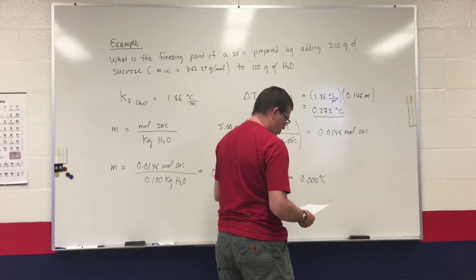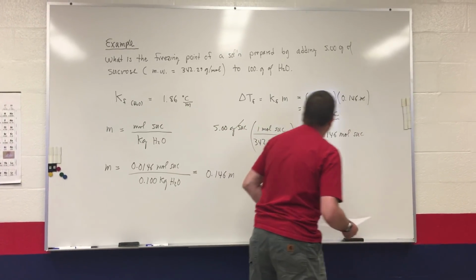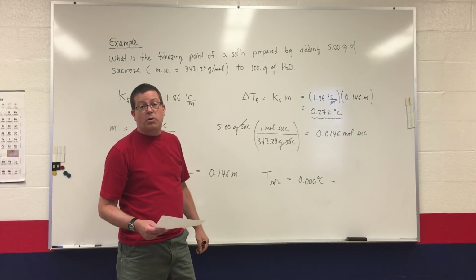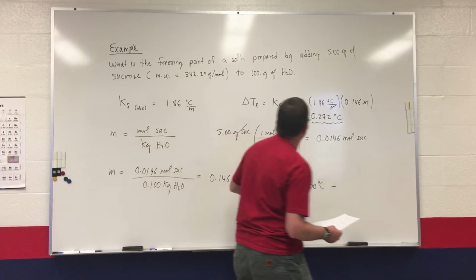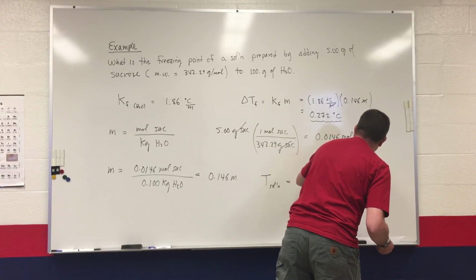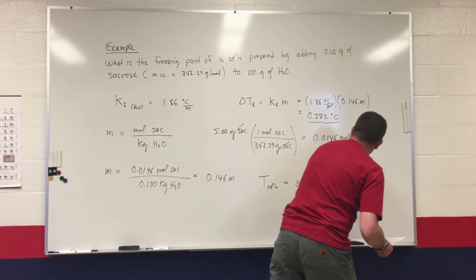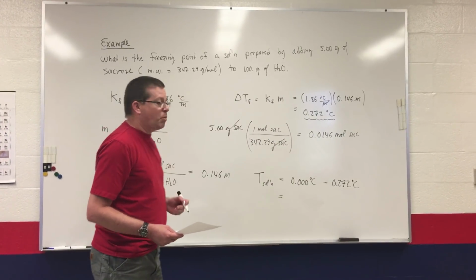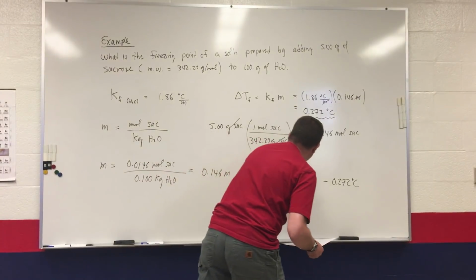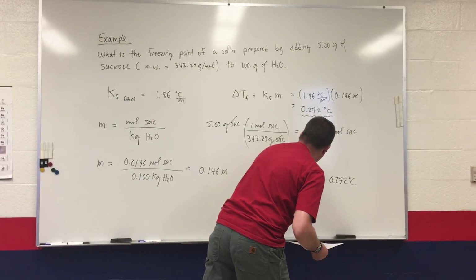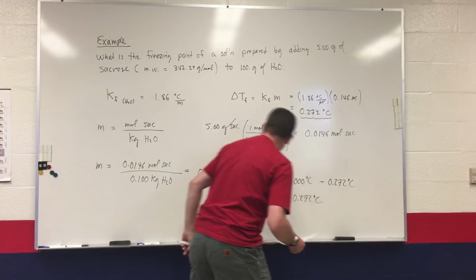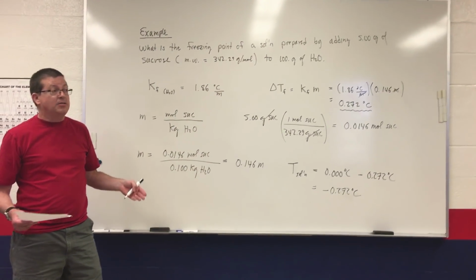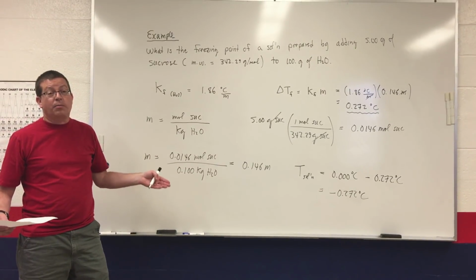And I'm going to have to subtract from that the magnitude of the freezing point depression, because it's a freezing point depression. We expect the freezing point to be lowered. So I'm going to subtract from that the 0.272. And what I'm going to end up with for the freezing point of my solution is minus 0.272 degrees Celsius. And that's a very typical example of the type of problem that we might see using either boiling point elevation or freezing point depression.